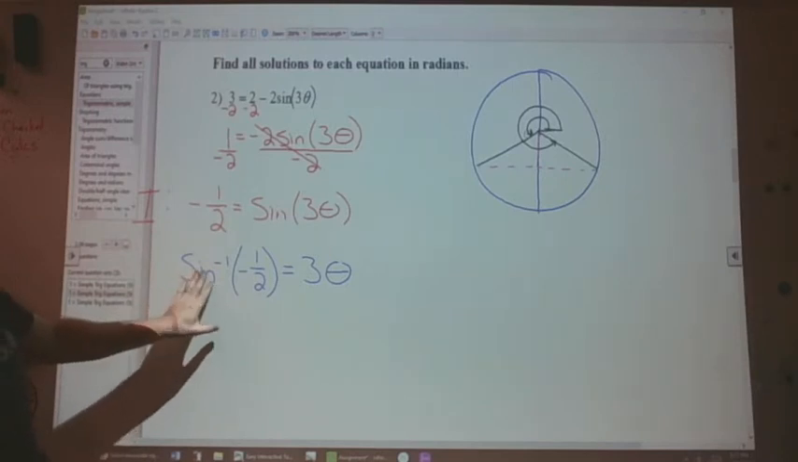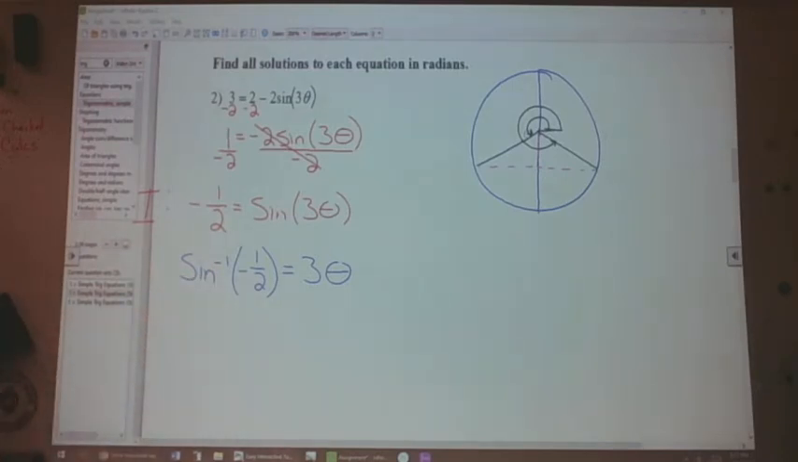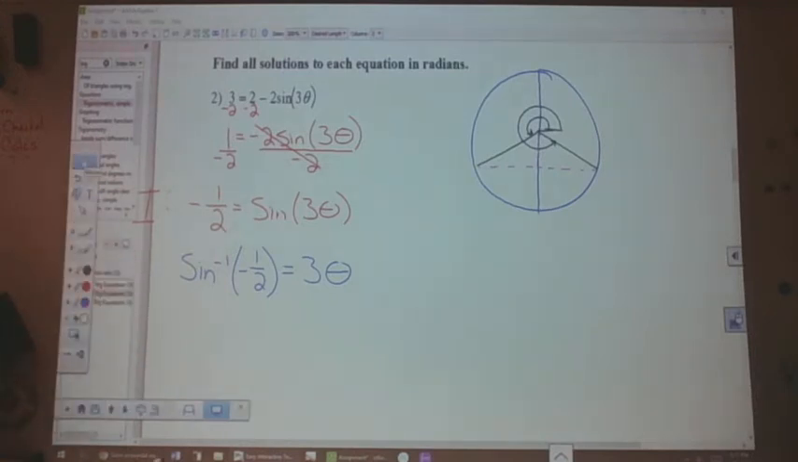So I'm going to do the inverse sine. Well, actually, let's just bring up the calculator. Oh, no.